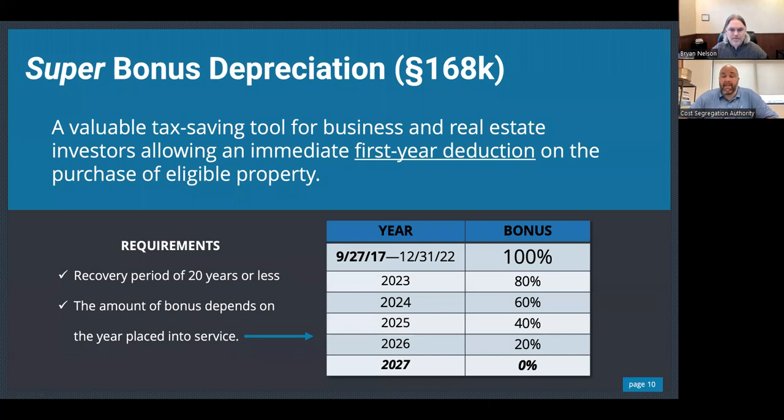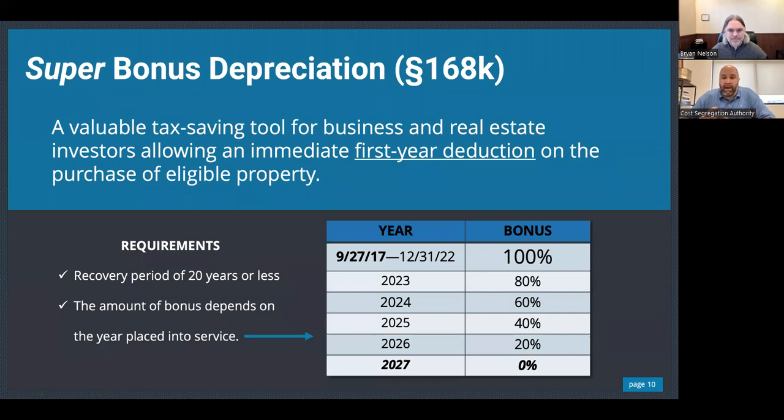So in the past, if the economy's not doing well, they'll say, hey, we're going to give you guys bonus depreciation if you go out and buy stuff. And they tell you what you have to buy. It has to have a useful life of 20 years or less. And at the time, it had to be brand new. You couldn't go buy a used bulldozer. It had to be a brand new bulldozer.